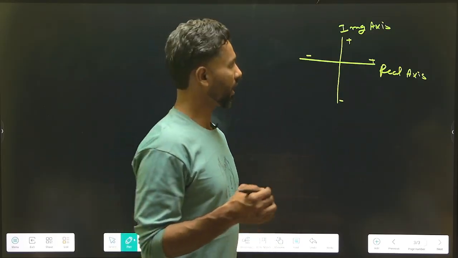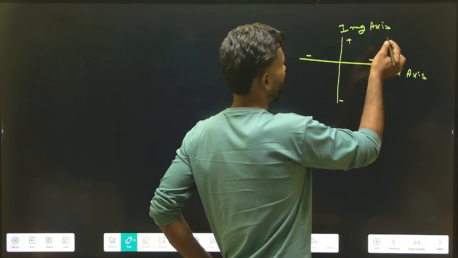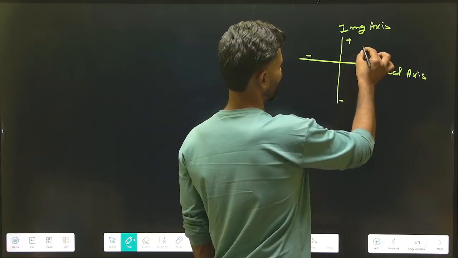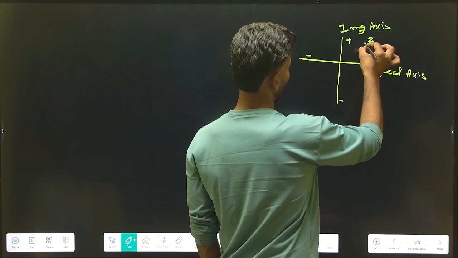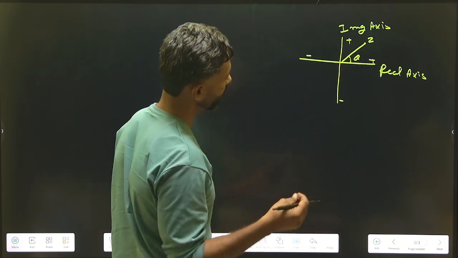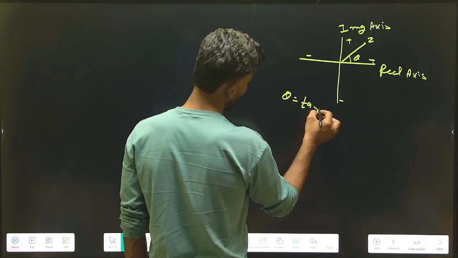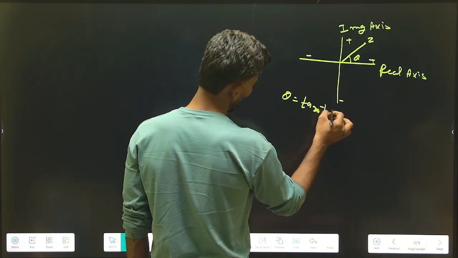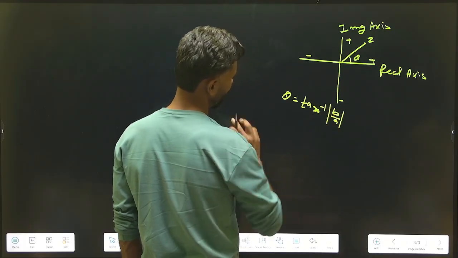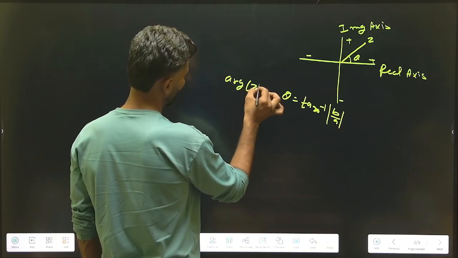We know very well that any number can be represented in any quadrant, based on the nature of the real and the imaginary parts. If both are positive it will be in the first. So I'm saying this is a complex number and this is the angle theta. So this theta is the argument of that complex number, and it can be written as theta is equal to tan inverse b upon a, and we have to use the modulus over here. So this theta is the argument of complex number z.